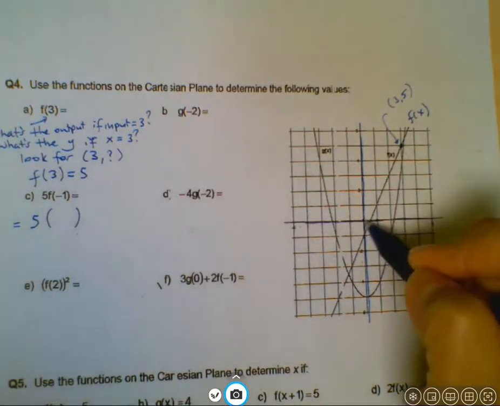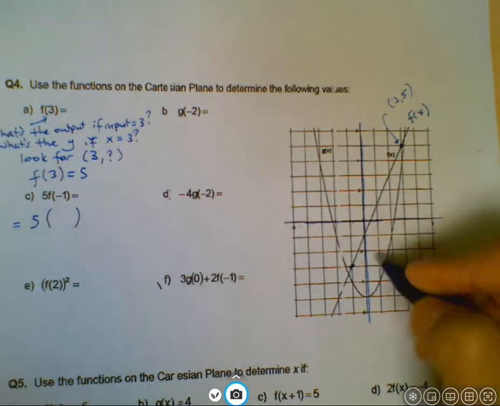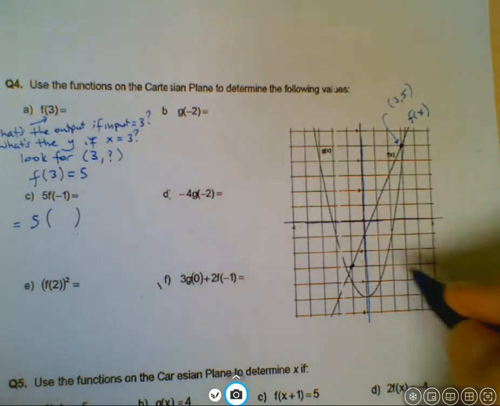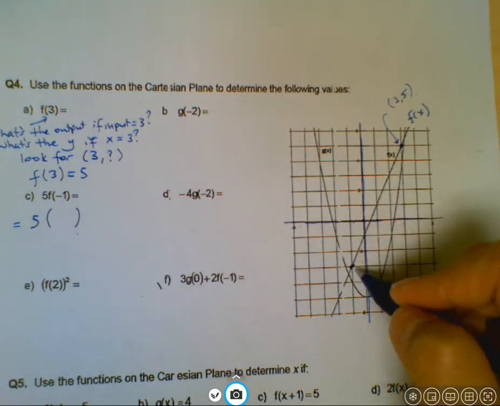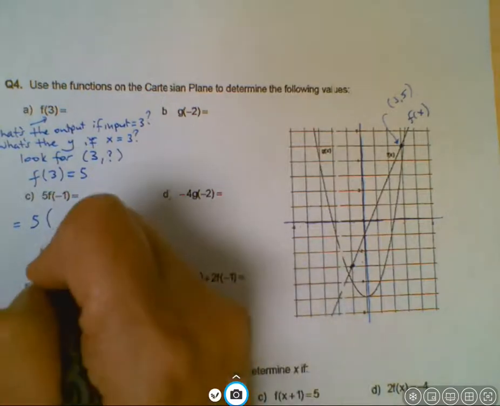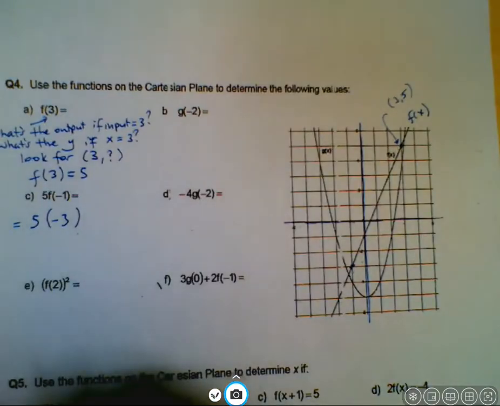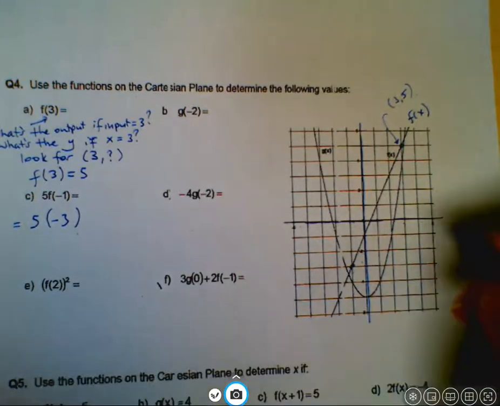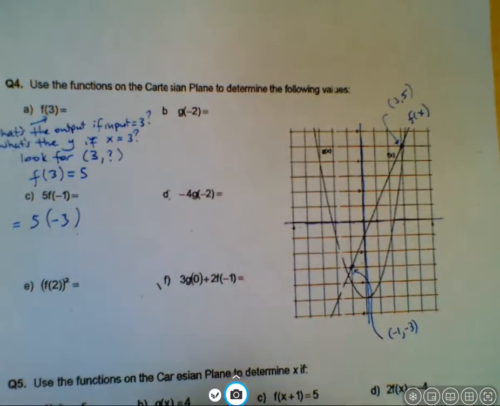So I'm going to start at the origin. I'm going to go to negative 1 and find a point on the line that has an x coordinate of negative 1. Oh, look, I found one. Okay, so here I have negative 1 and negative 3 is a point. Okay, so that's going to be 5 times negative 3. All right, so here's the point. Negative 1, negative 3 is the point. So when the x is negative 1, the matching y will be negative 3.